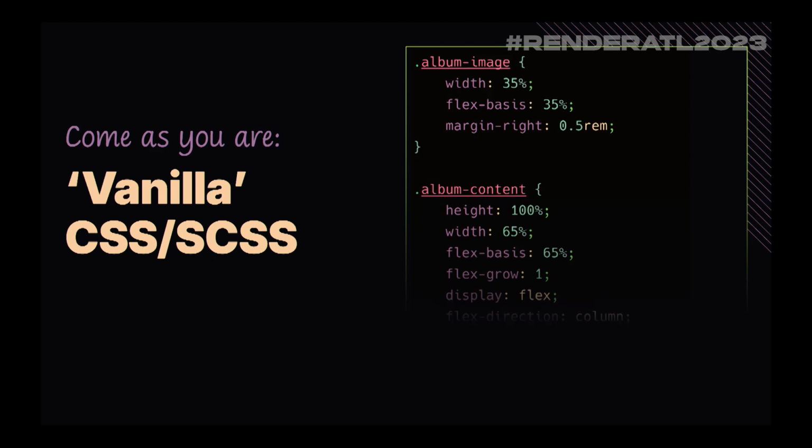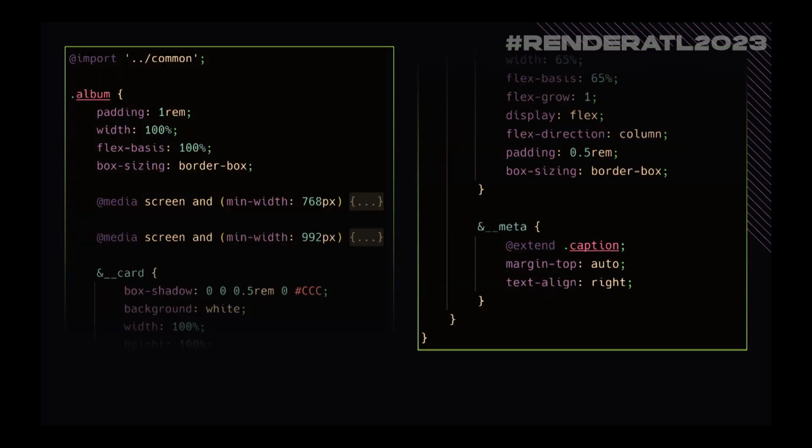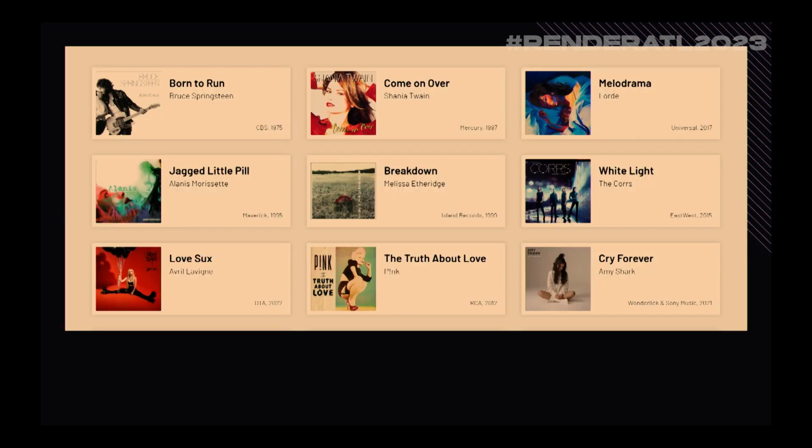So I'm calling it vanilla CSS, or SCSS with Sass, calling that vanilla too because it's ultimately going to compile into just CSS. It might look something like this, to build something like this. And so why might we want to do that? What are the pros of that?